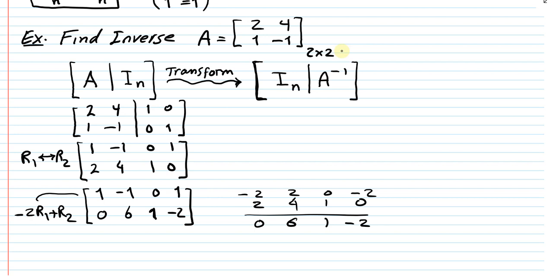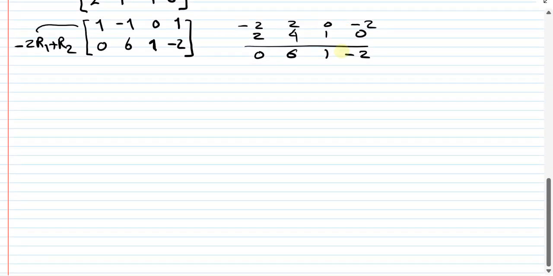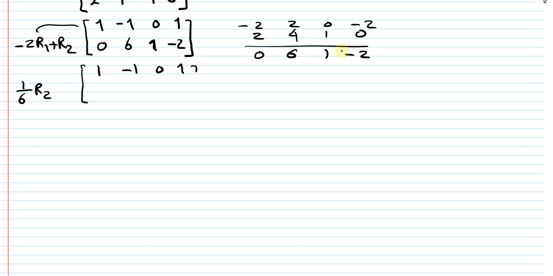So we got the 1, 0 pattern here. Next, I need to get a 1 in the place where there is a 6 right now. So let's do that one. How am I going to do that one? I'm just going to multiply the second row by 1/6. So I'm going to do 1/6 of R2. Seems like a lot of work just to get an inverse, right? I'll show you after this, in fact, maybe.